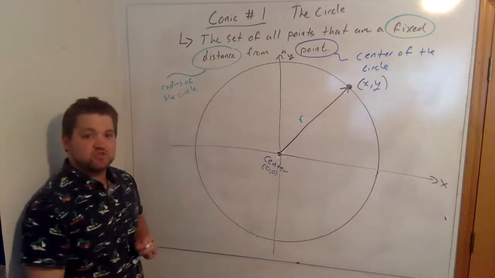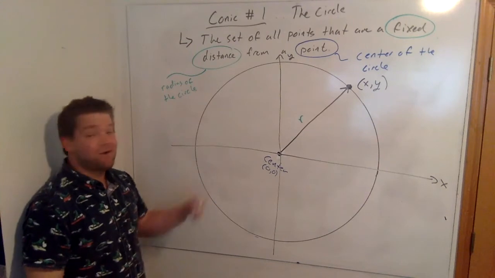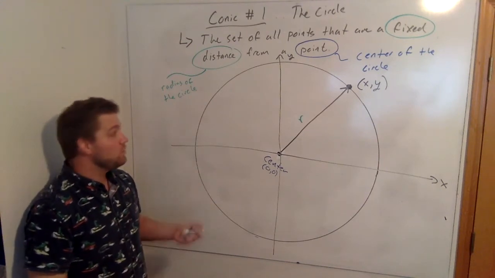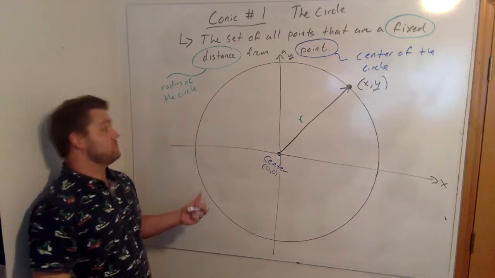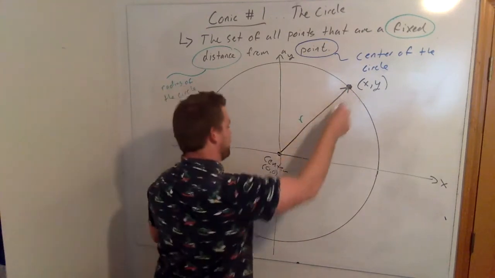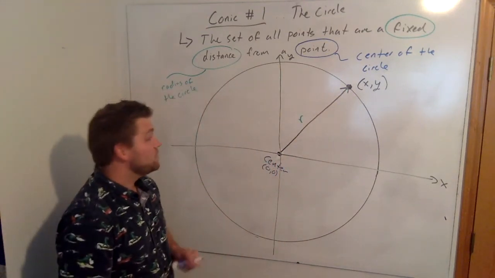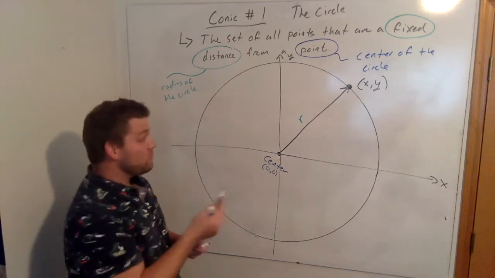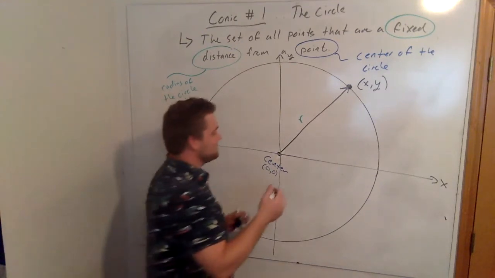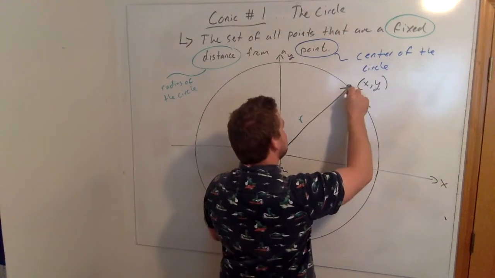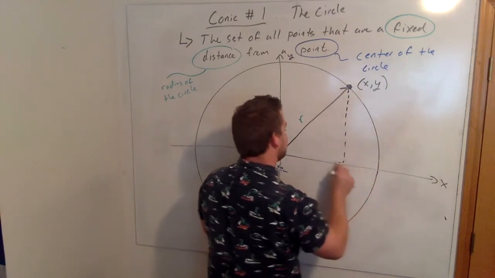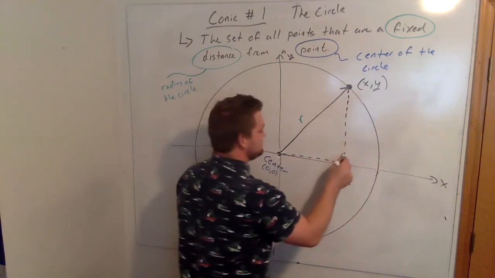Okay, what must be true about x and y if they are on this circle? Well, what we know about x and y is that if we were to measure the distance from this point x, y to the center, it would always be a distance of r. We could use the distance formula, or we could just draw ourselves a nice right triangle. So what's great here is we have this beautiful right triangle right here.